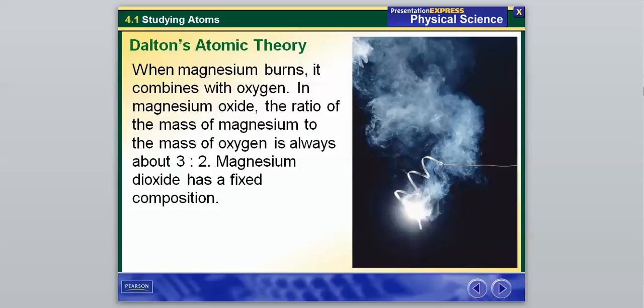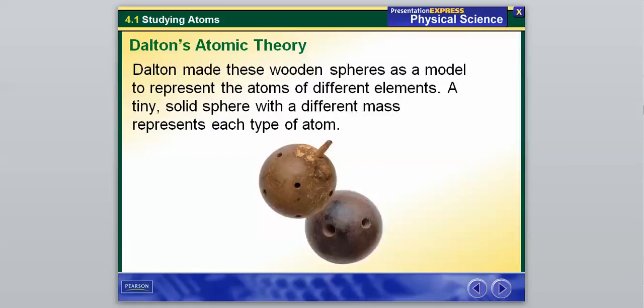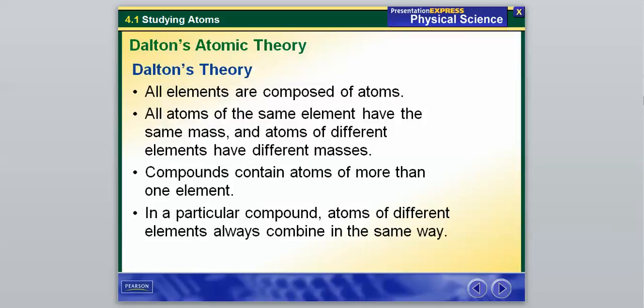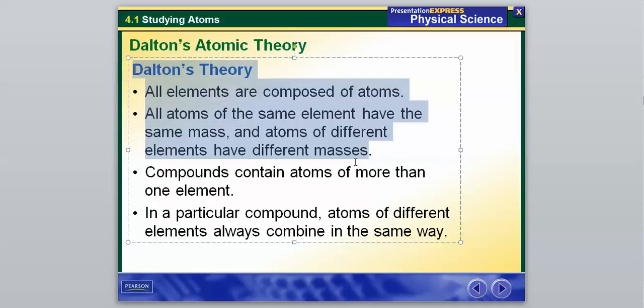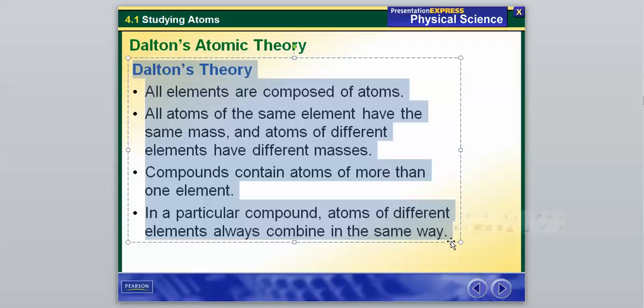And so our next 3 are going to just sum up what Dalton did. I would make sure I jot these down because these are all of Dalton's main points in his theory. He said that all elements are composed of atoms. All atoms of the same element have the same mass, and atoms of different elements have different masses. So it's saying all gold is going to weigh the same, and it's going to weigh different than silver.